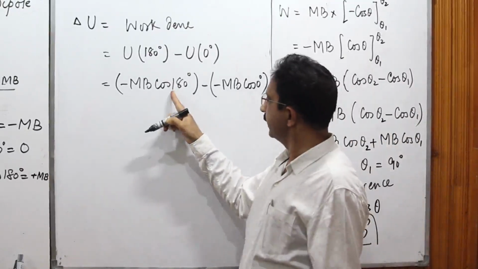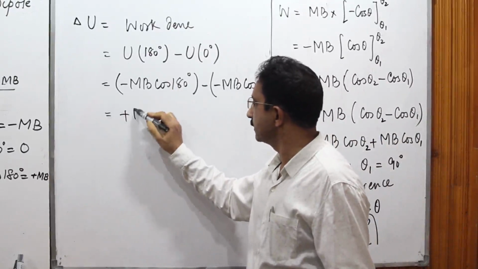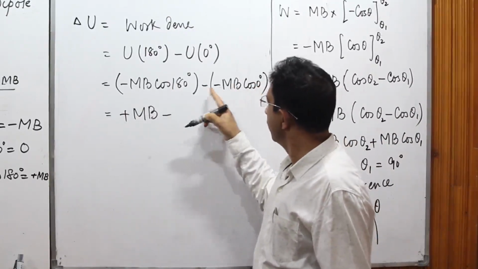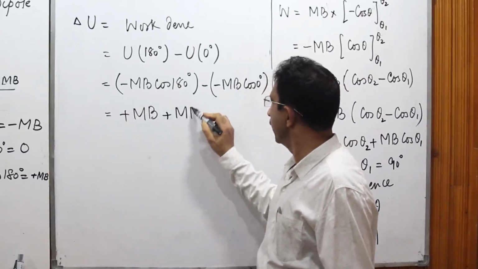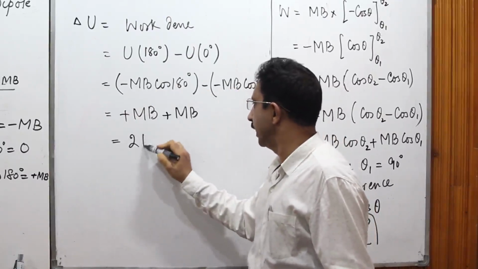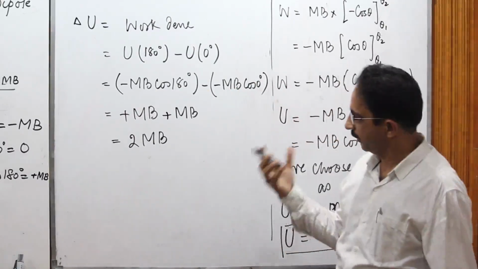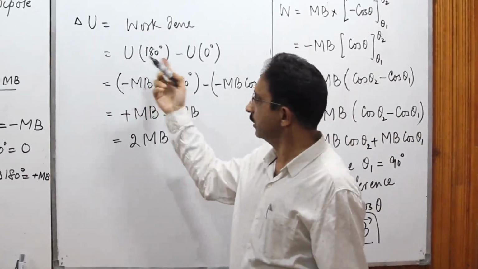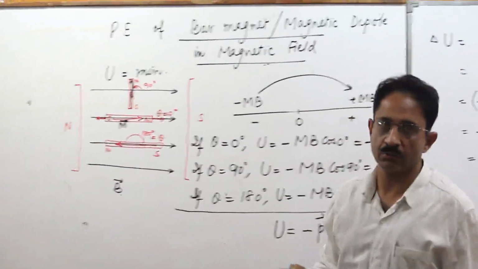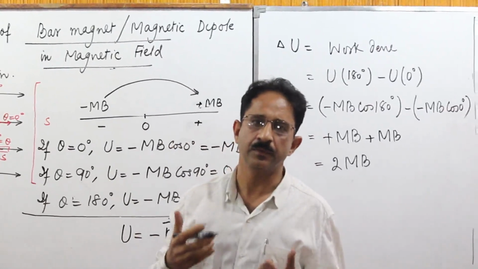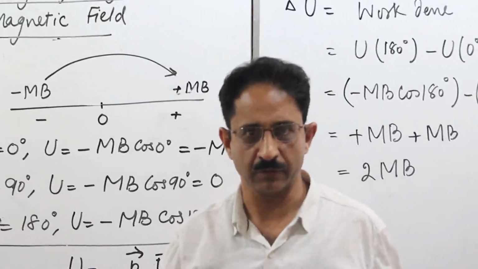Now you know cos 180 degree is minus 1. So this will be plus MB minus, you know cos 0 degree is plus 1, minus into minus will be plus, plus MB. So this will be twice MB. This will be the work to be done if we have the change of orientation from theta equal to 180 degree to theta equal to 0 degree. You can similarly handle other angles if they are given to you in problem solving. Thank you.